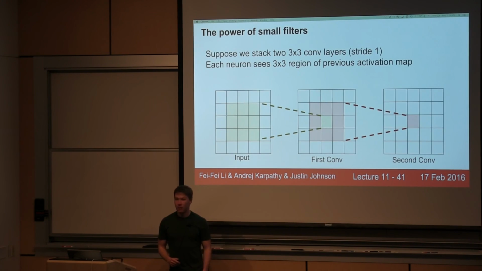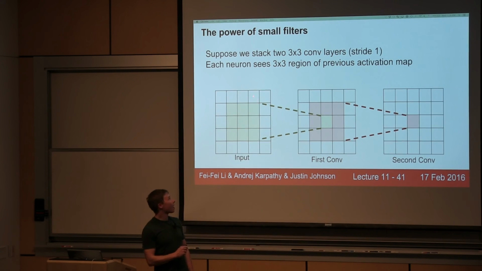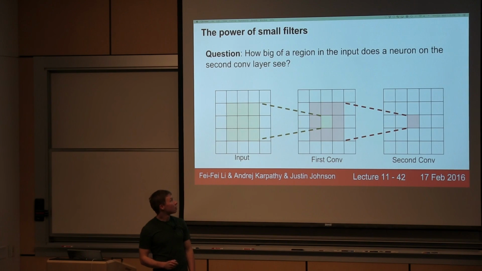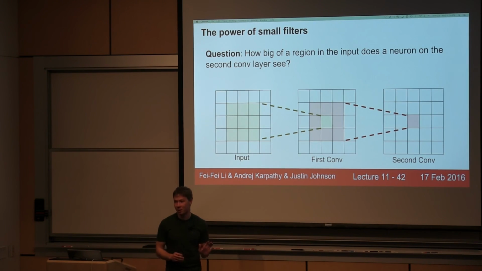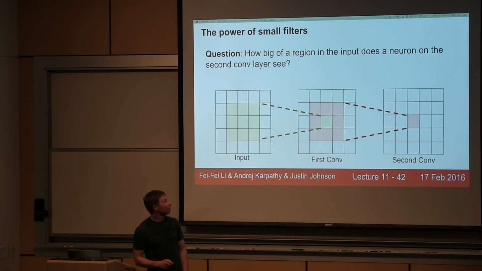So here's a question. Suppose that we have a network that has 2 layers of 3x3 convolutions. So this would be the input, this would be the activation map in the first layer, and this would be the activation map after 2 layers of convolution. So the question is, for a neuron on this second layer, how big of a region on the input does it see? This was on your midterm, so I hope you all know the answer to this. Anyone? Okay, maybe that was a hard midterm question.